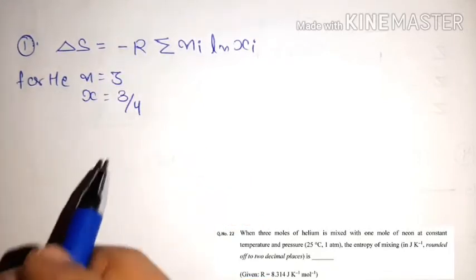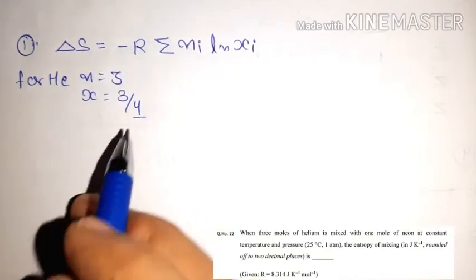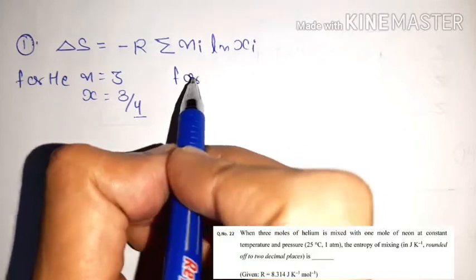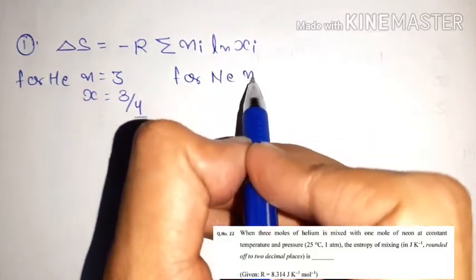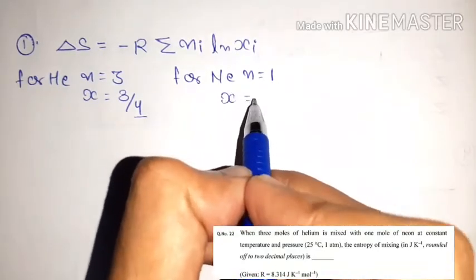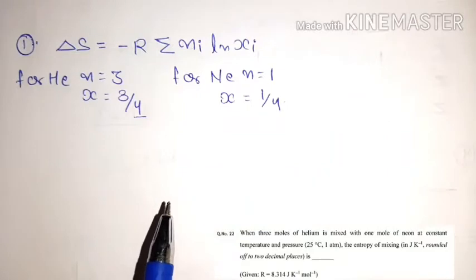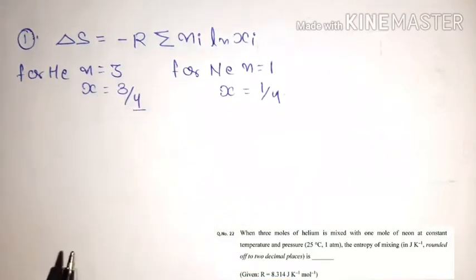Understand? Okay, why 4? Because total number of moles is 4 in this solution, and for neon the value of n, that is number of moles, is 1 and the mole fraction of neon in this solution is 1 by 4. So put all the values in this equation and we will get our answer.